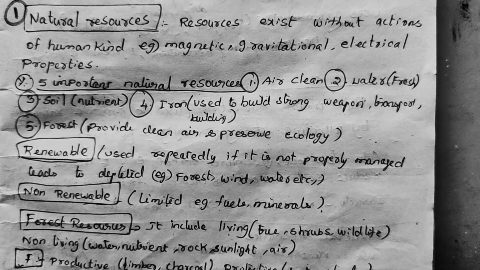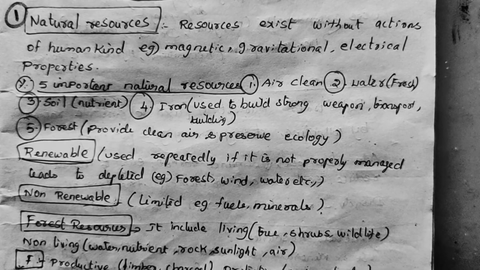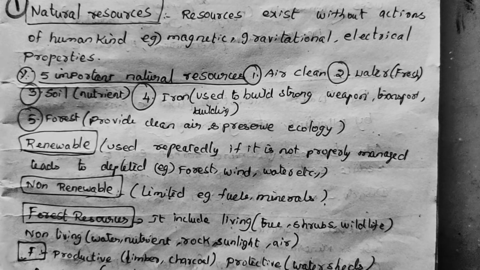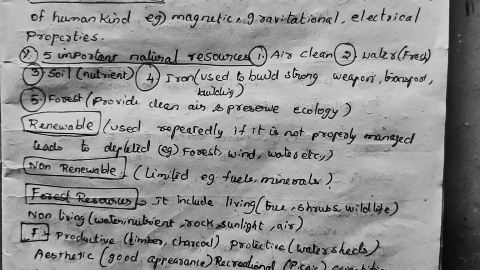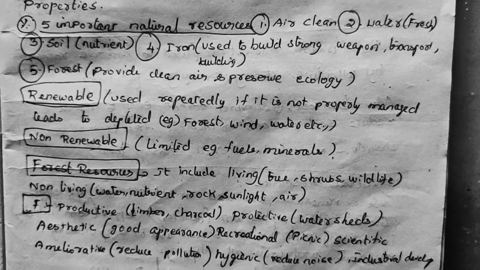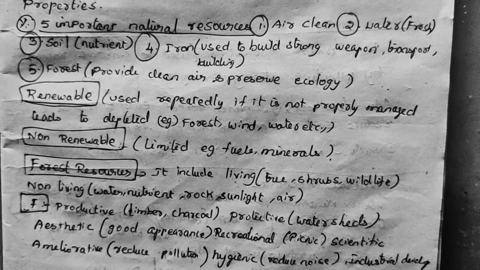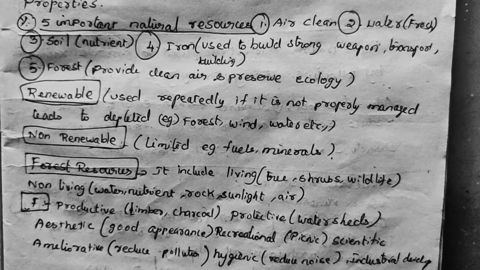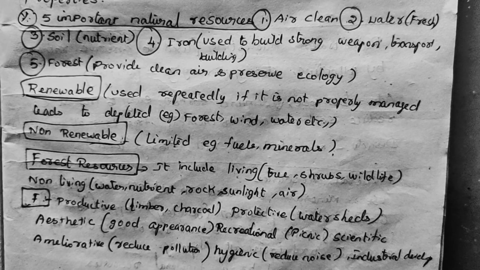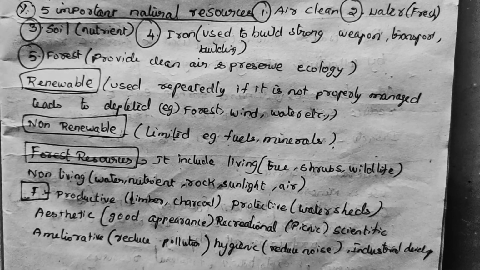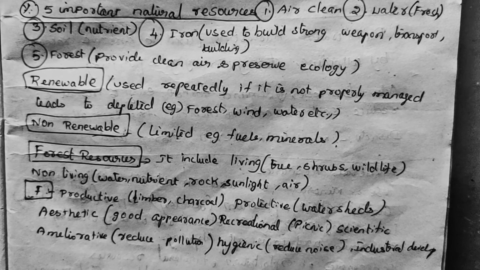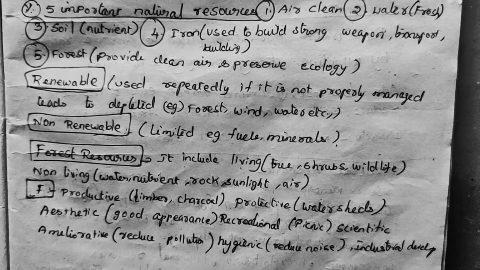Okay, just a highlight. So natural resources, this is without the action of humans. These are all natural, that is magnetic, gravitational, electrical properties. And you have 5 important natural resources. What are they? Air, water, soil, iron, forest. And renewable. So renewable means used repeatedly. If it is not properly managed, what will happen? Depleted. And non-renewable, limited, for example fuels and minerals. And what are the functions? Protective, aesthetic, recreational, and then hygienic and industrial development.